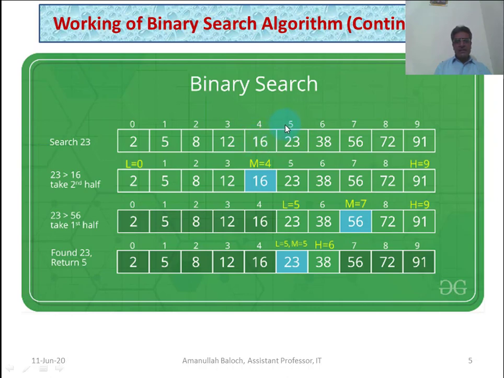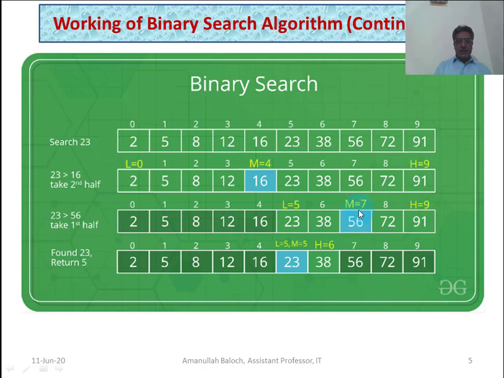Now my array is this one, and its starting index is 5 and its ending index is 9. Here the computer will add 5, since L is 5 and H is equal to 9. 5 plus 9 is equal to 14. 14 divided by 2 becomes 7. The floor of 7 is 7. The middle value is 7, and the computer will compare.